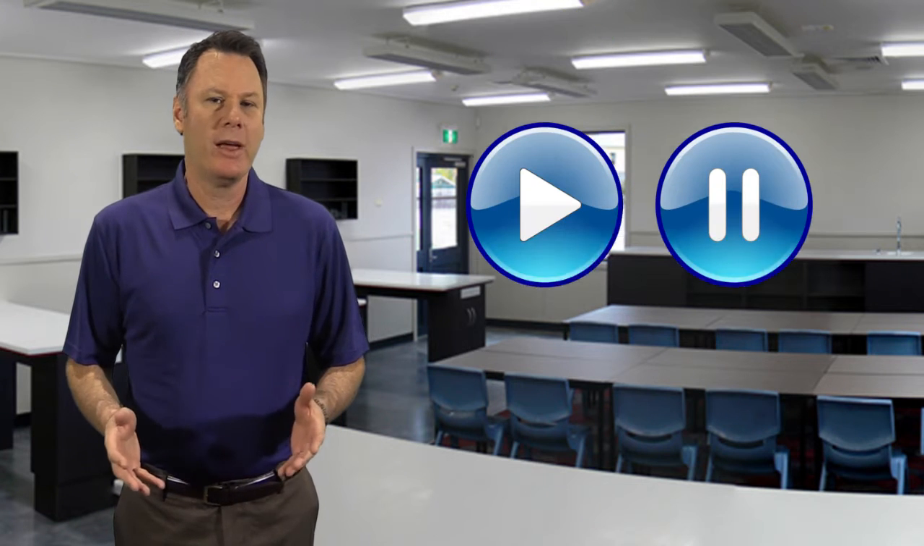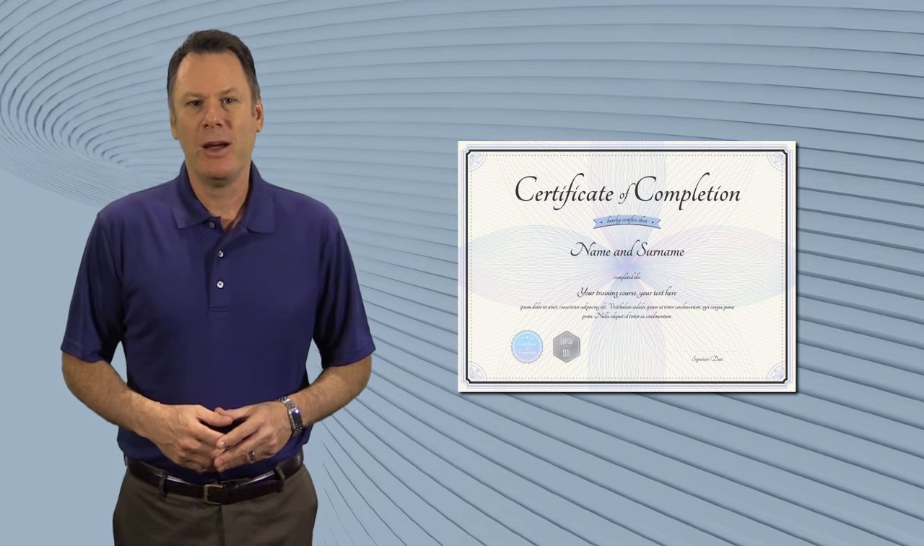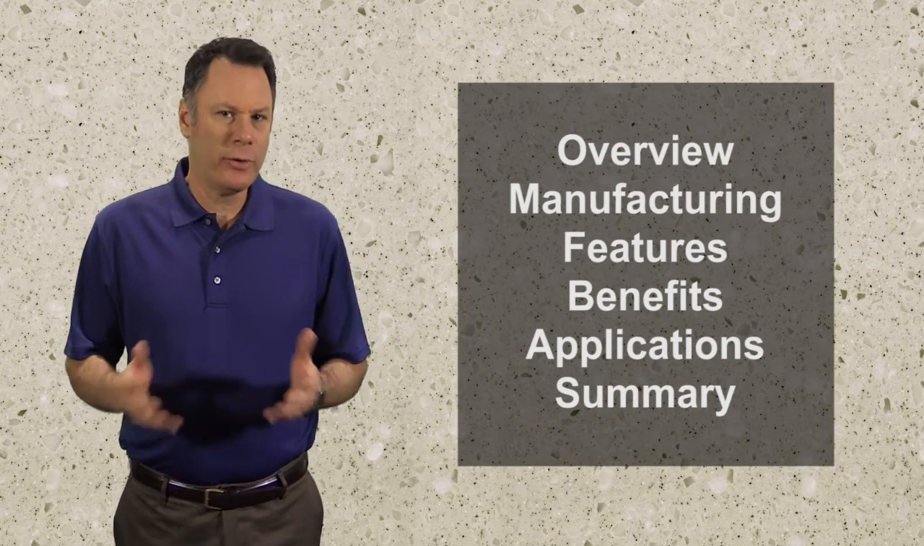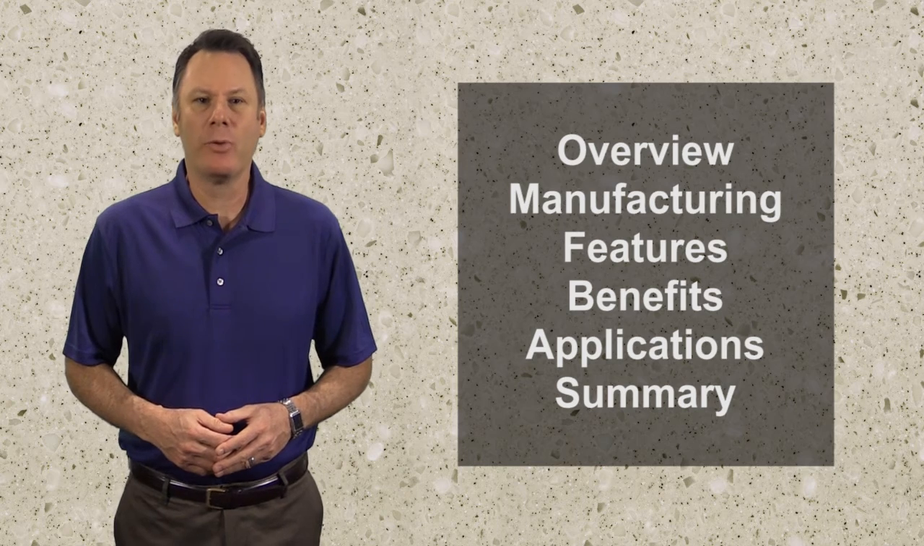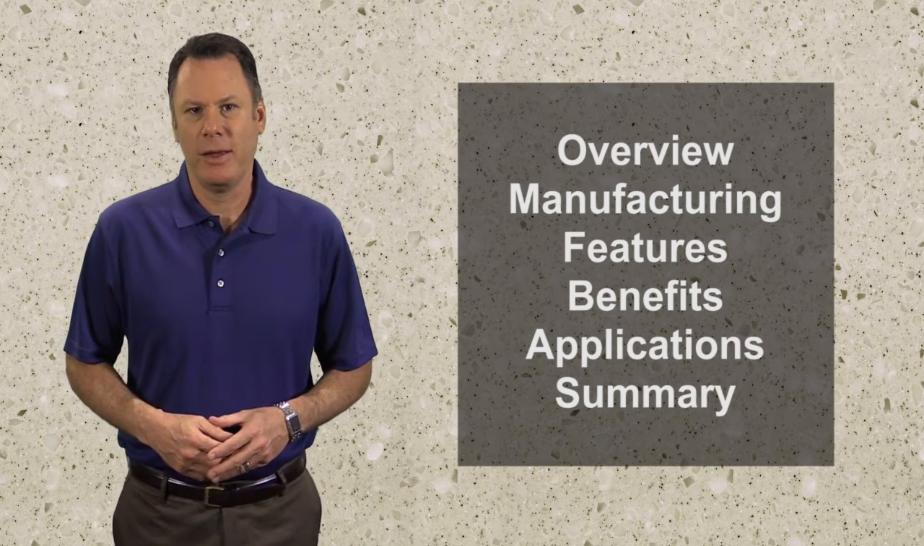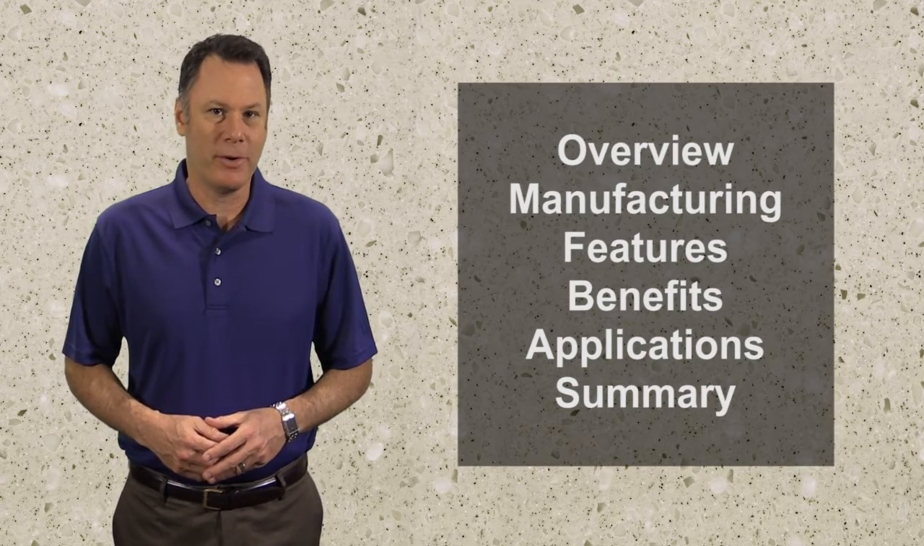How to use this online learning course. To view this course, use the Play/Pause button on the video player. To receive a certificate indicating course completion, refer to the instructions at the end of the video. Course topics include an overview of surface materials, manufacturing acrylic solid surface, acrylic solid surface features and benefits, acrylic solid surface applications, and a summary of what was covered.